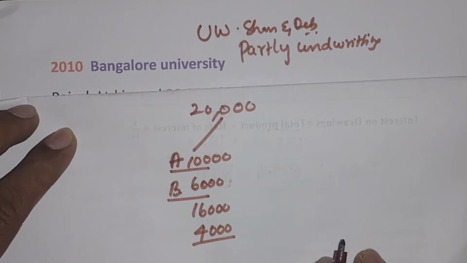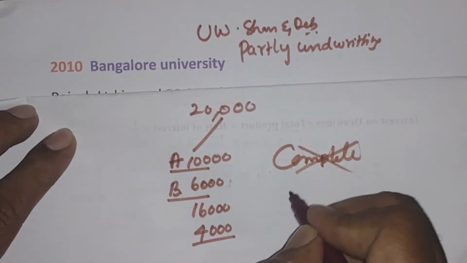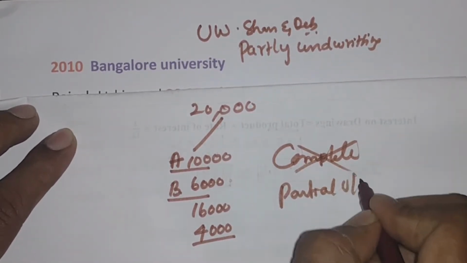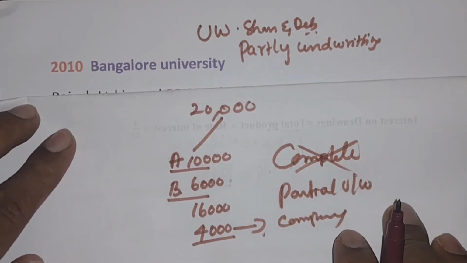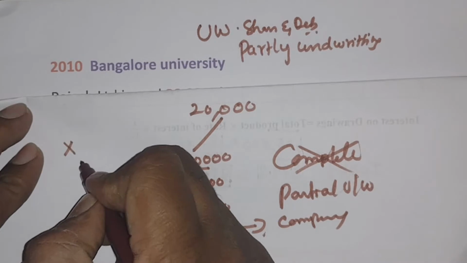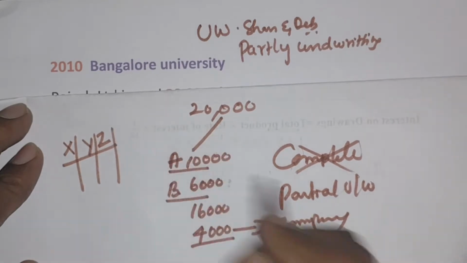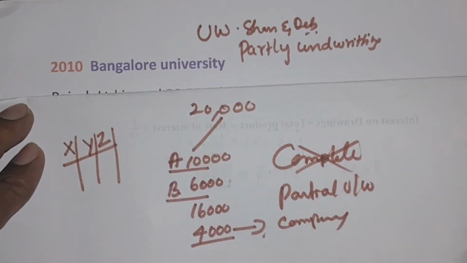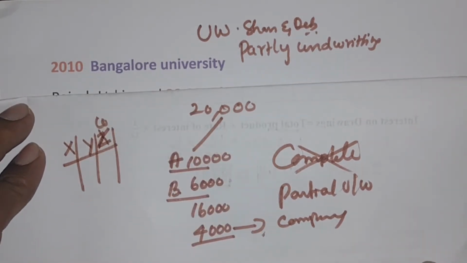Therefore it is not complete underwriting, it is partial underwriting. The remaining 4,000 shares are not underwritten by the underwriters and have to be sold by the company. Compared to the previous problem, where X, Y and Z, three underwriters, underwrote the shares, in this problem in place of Z we get a company column. The company will sell those shares.